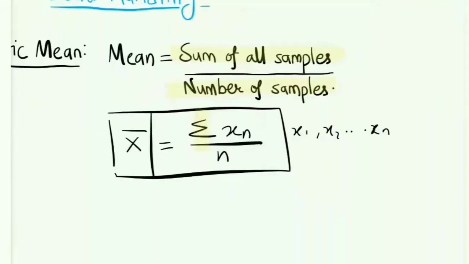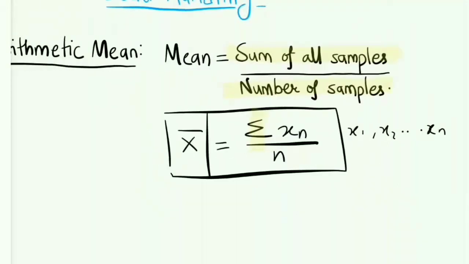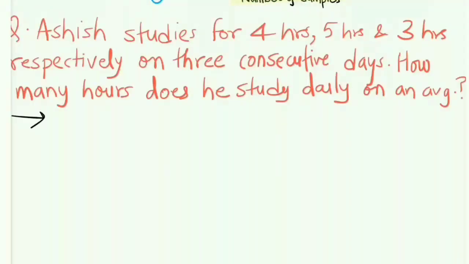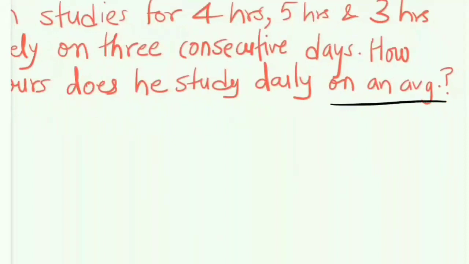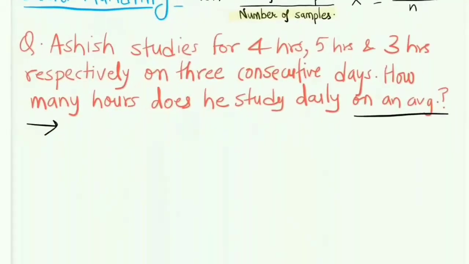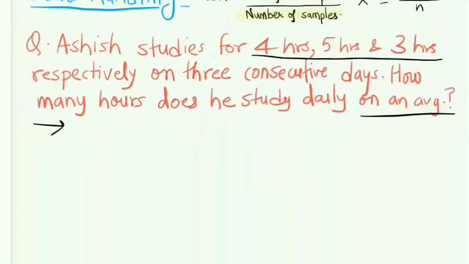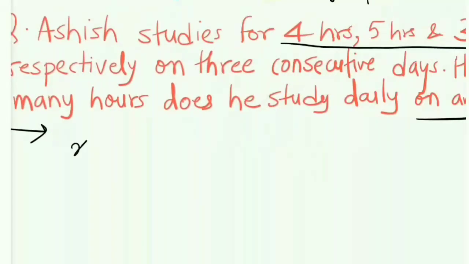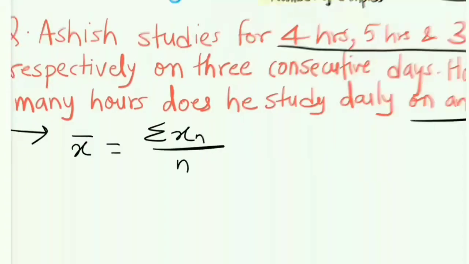Okay. Now, enough of the formula description. Let's solve some problems. Now this is the question. Ashish studies for 4 hours, 5 hours and 3 hours respectively on 3 consecutive days. Oh my, he studies a lot. I hope my students are also studying. Okay. How many hours does he study daily on an average? That means we have to calculate the average of these 3 values. Applying this formula, that is x bar is equal to summation of xn divided by n.